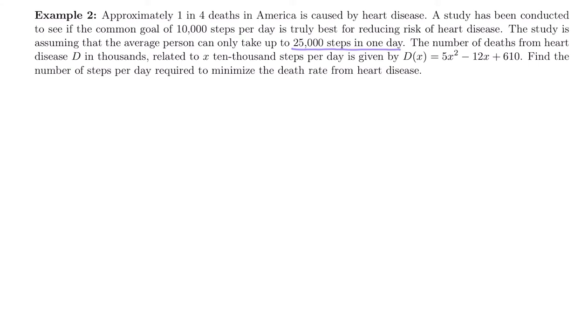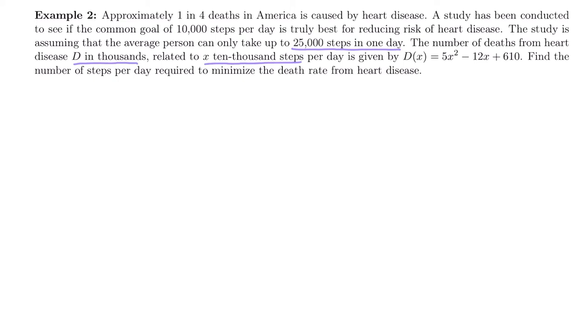The number of deaths from heart disease, D in thousands, is related to X, in units of 10,000 steps. So if we plug in 2, that doesn't mean 2 steps, it means 2 times 10,000. It would mean 20,000 steps. So we want to be careful with these different units here. Plugging in 4 would mean 4 times 10,000, that would be 40,000 steps. And when we get out a number, if we get D is 12, that doesn't mean only 12 people died of heart disease. That unfortunately means 12,000. So both units are in thousands.